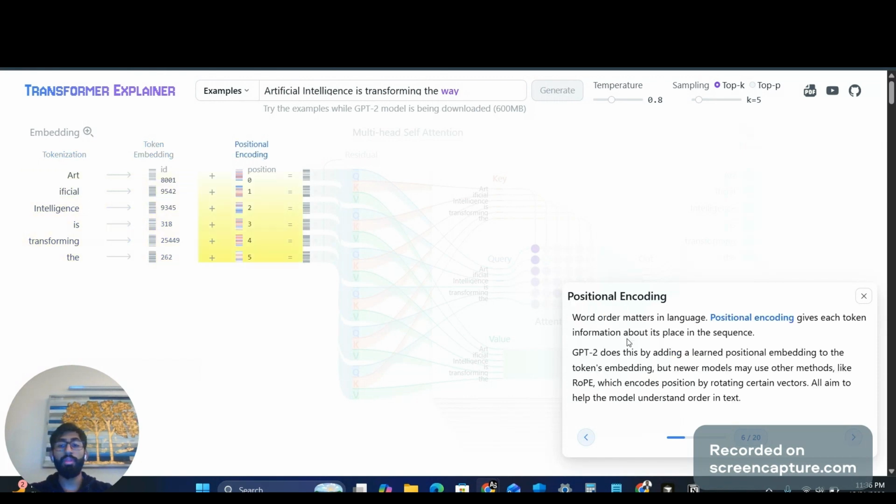Now, positional encoding: word order matters in language. Positional encoding gives each token information about its place in the sequence. ChatGPT does this by adding a learned positional encoding to the token's embedding, but newer models may use other methods like RoPE, which encodes position by rotating certain vectors, all aimed to help the model understand the order of text.